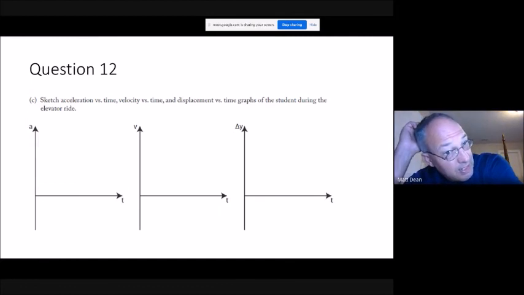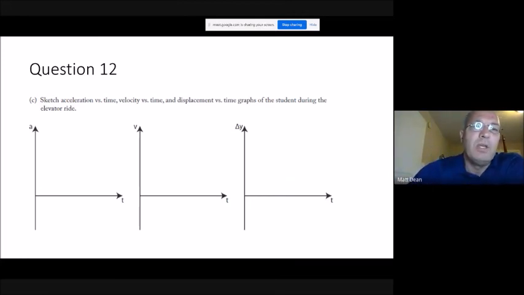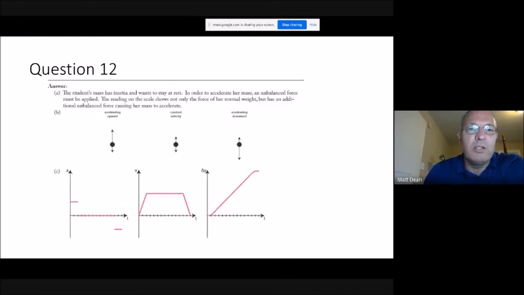All right, then we get to C, sketch the acceleration versus time, velocity versus time, and displacement versus time graphs of the student during the elevator ride. I already have those sketched on the next slide, and let's just go through and talk about them.